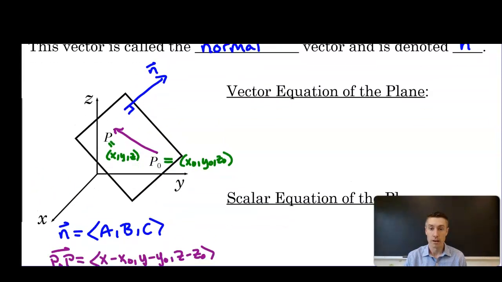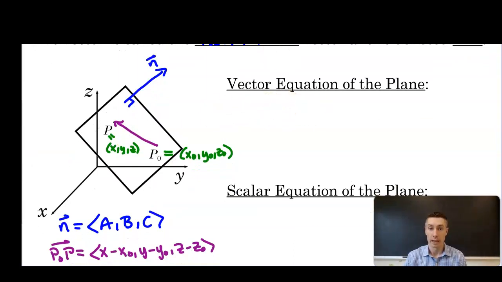Okay, so using the dot product to build the equation of the plane, if we take the normal vector and we dot it with that vector that we created, P naught P, well, those vectors are orthogonal.